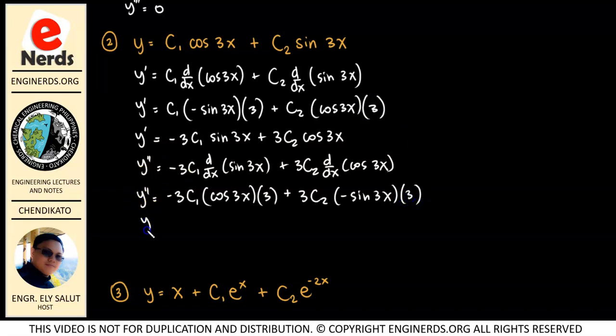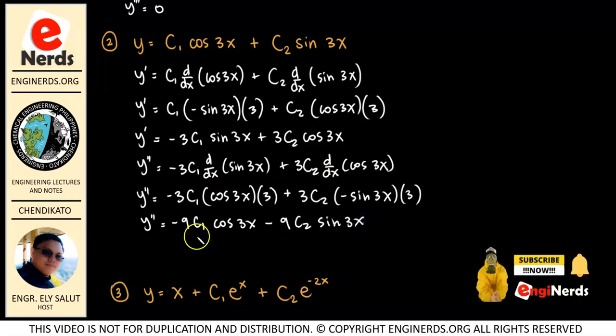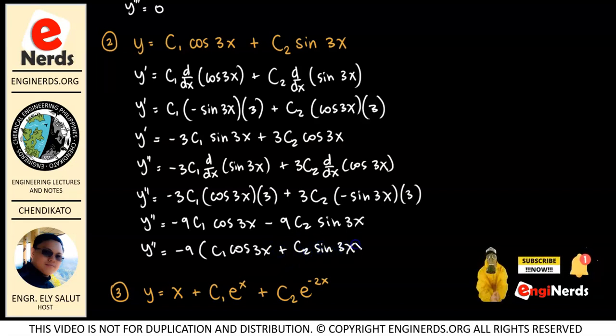Okay, so simplify lang natin. We have y double prime is equal to 3 times 3, which is 9. So we have negative 9c1 cosine 3x. Then negative din dito, no? So we have negative 3 times 3, which is 9c2 sine 3x. Okay, so as you can see, meron tayong negative 9 in both terms. So we can actually factor that out. So we have y double prime is equal to negative 9 times c1 cosine 3x plus c2 sine 3x.